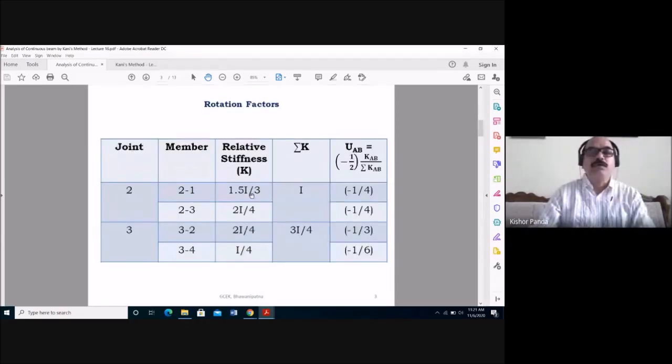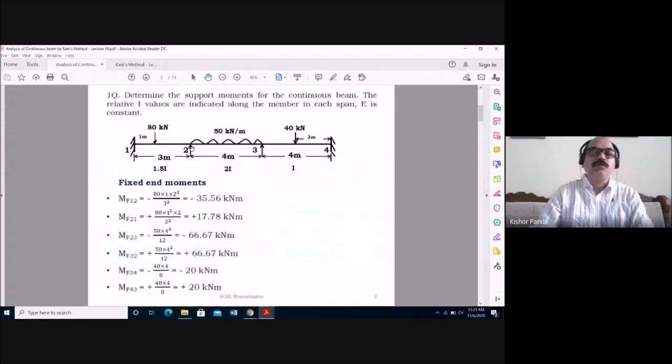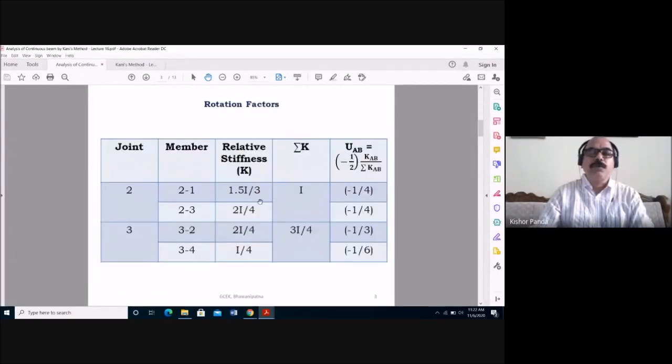What is the relative stiffness of K21, this one, and what is the relative stiffness K23, this one. So this plus this, 1.5I by 3 plus 2I by 4. You have to add these two relative stiffnesses, then you will get the relative stiffness for joint 2. This summation, 1.5I by 3 plus 2I by 4, is equal to I.